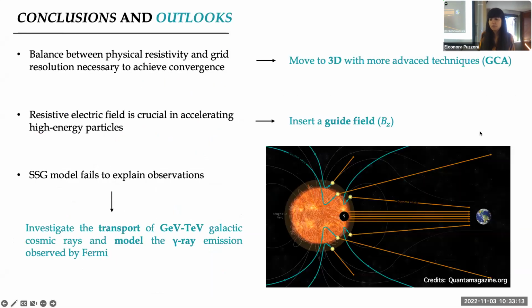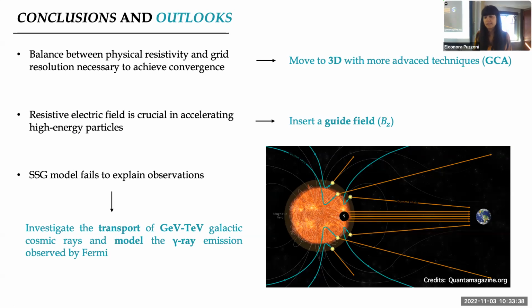So, in conclusion, we can say that we need a balance between physical resistivity and grid resolution to achieve convergence. And in the future, I'd like to move to a more realistic 3D case with a more advanced technique such as the guiding center approximation, because the number of points would be enormous in order to reach convergence.